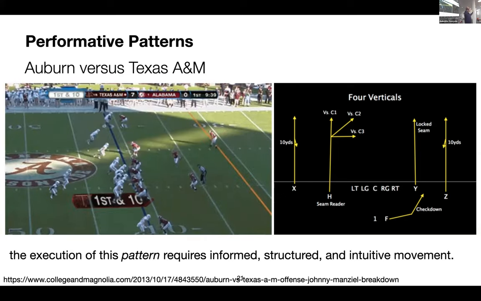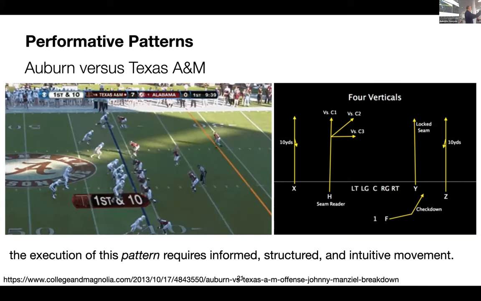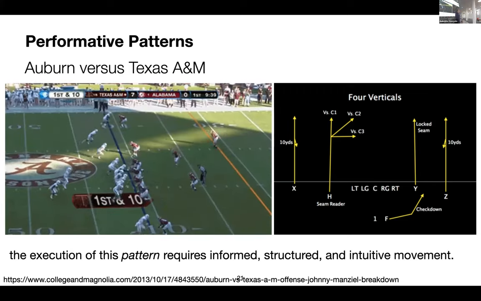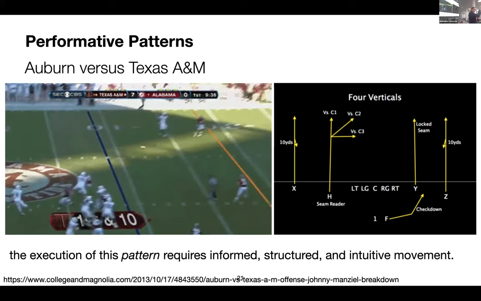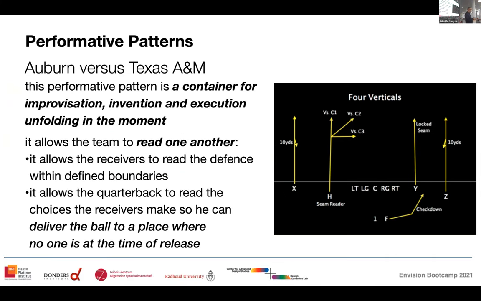Because things move around a lot. Things are very, shall we say, volatile. You have to have multiple avenues to go somewhere. And in fact, each receiver here, the quarterback is here, has multiple ways of going. Now, what this does, this requires informed, structured, and intuitive movement. This is a performative pattern, and it's a container for improvisation, invention, and execution that's unfolding in the moment. It allows the team to read one another. Receivers can read the defense and make choices within certain parameters, and the quarterback can read the field to see what kind of choices they make, release a ball to a place nobody is in order to make a catch.